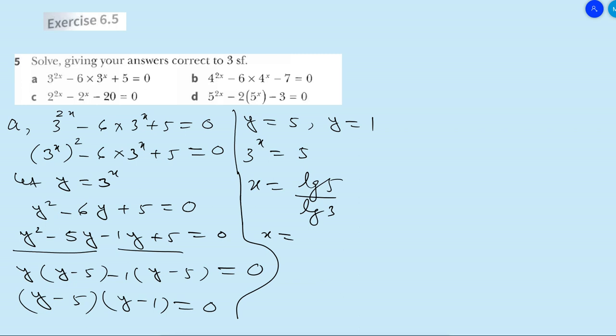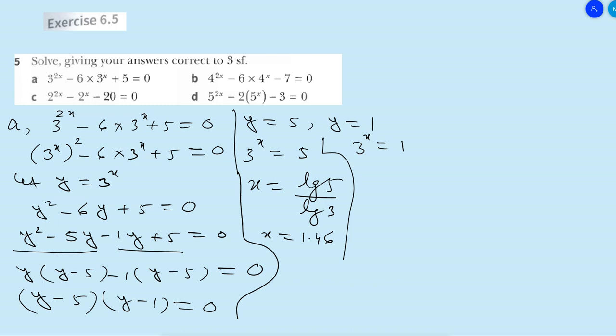Answer is 1.46. Now this y is equal to 1, and y actually was 3 power x is equal to 1. We can solve this equation without the help of a calculator.